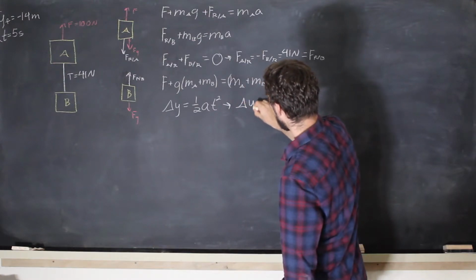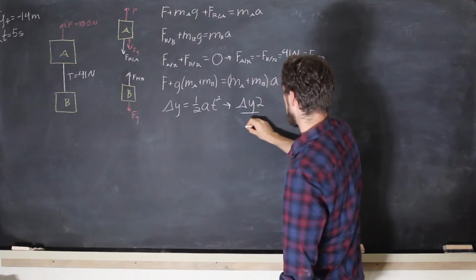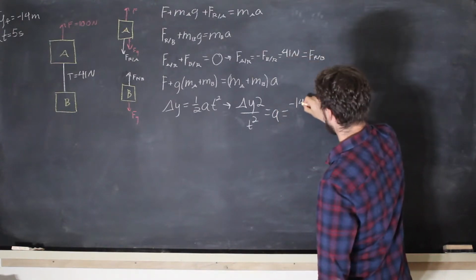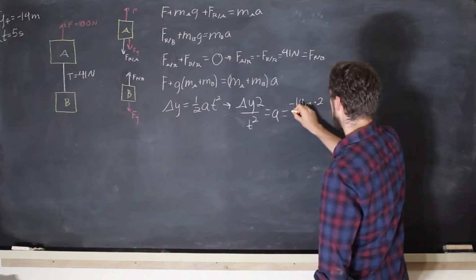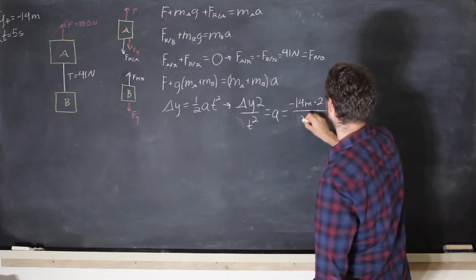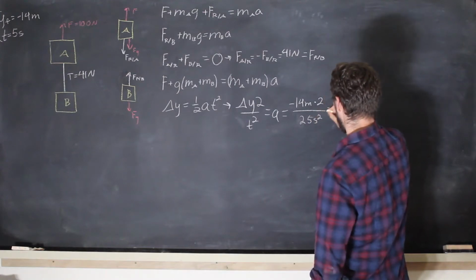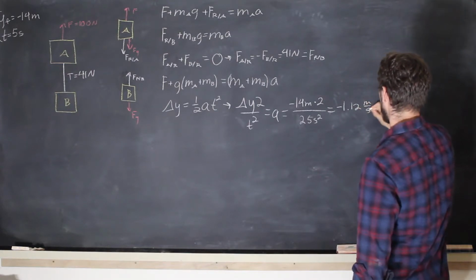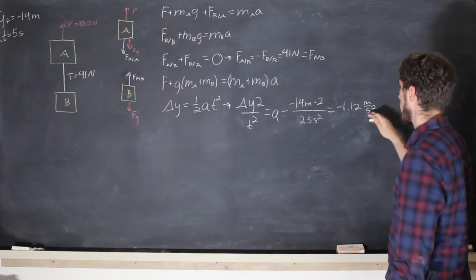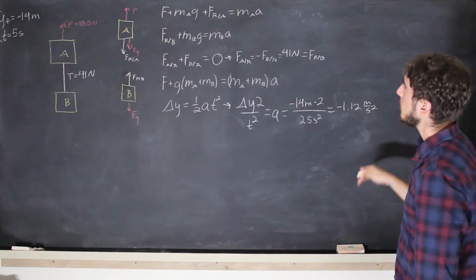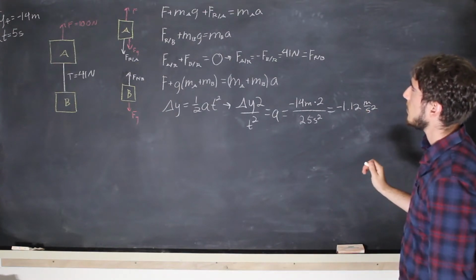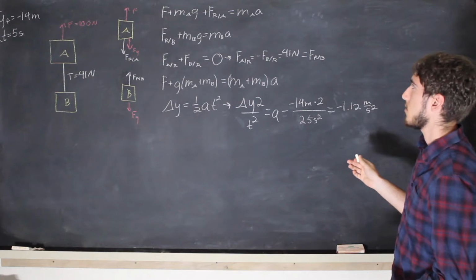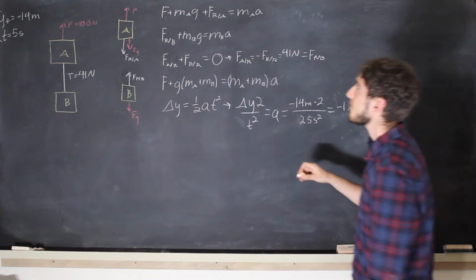So change in Y times 2 over T squared equals A, and that's going to be negative 14 meters times 2 over 5 squared, so 25 seconds squared, and that's going to be equal to negative 1.12 meters per second squared. Okay, so now that we know the acceleration of the system, we can solve for both of them. So let's solve for B, and then let's solve for A.